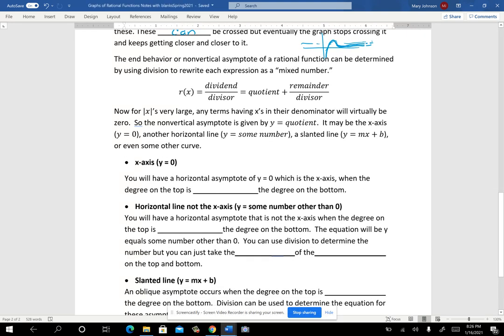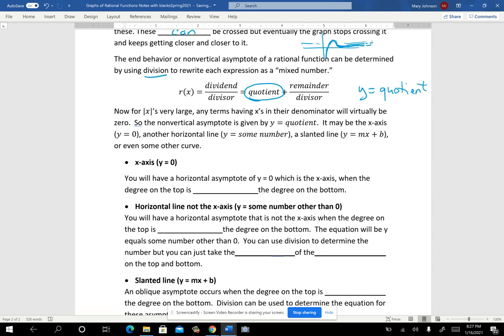All right, the end behavior or the non-vertical asymptote of a rational function can be determined by using division to rewrite the expression as a mixed number. Now, you might not have a lot of experience with division. Chances are you're not going to have to do this very much. But if you can take your rational function and write it in this form, I think of it as a mixed number, then it turns out that this right here helps you to determine your non-vertical asymptote. The non-vertical asymptote turns out to be y equals whatever that quotient turns out to be.